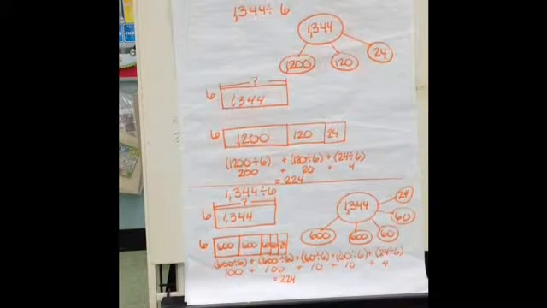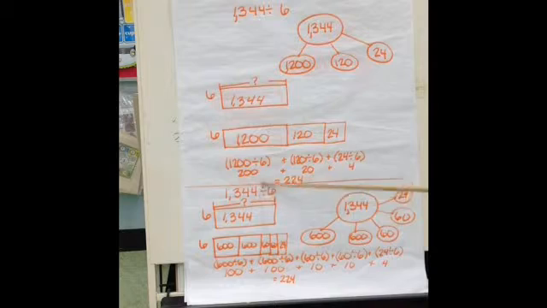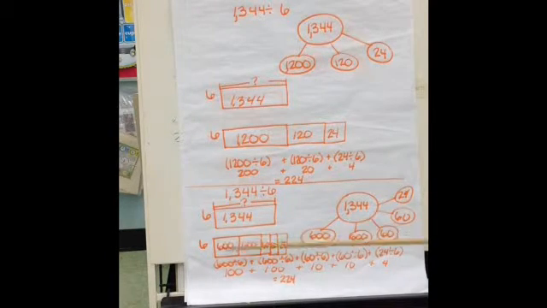1,344, we can break it up differently. We can break it up into 600, 600, 60, 60, and 24. Once again, all of these are multiples of 6. And we can also say 6 is a factor of each one of these, meaning when we divide by 6, we will have no remainder. So I drew my area model to represent my number bond. Underneath, I did the division for each one of those.